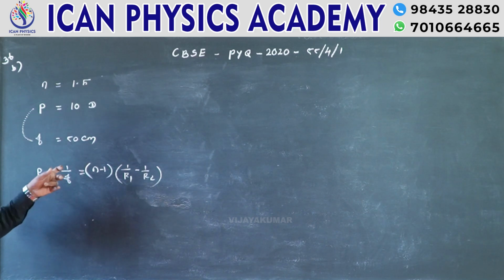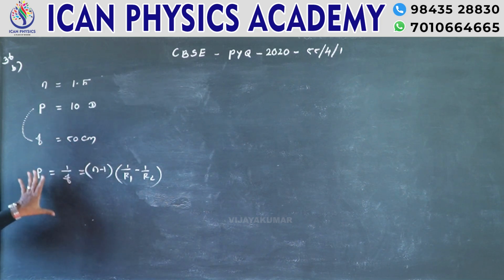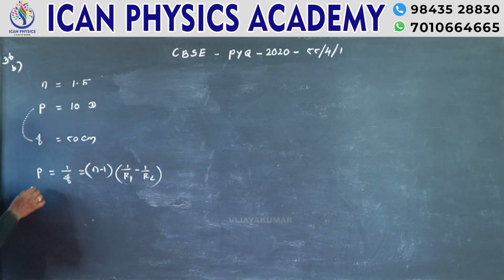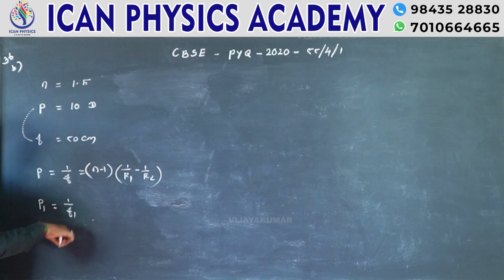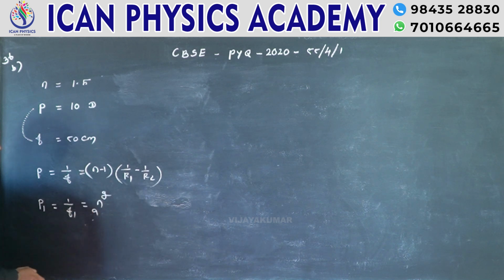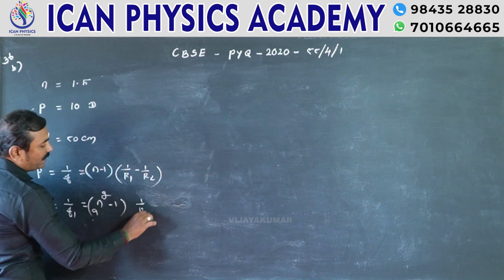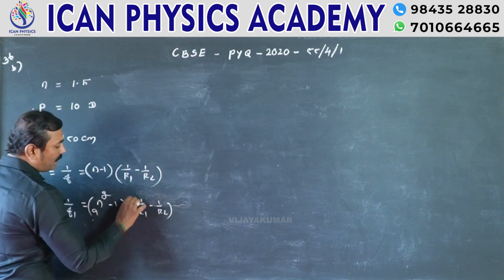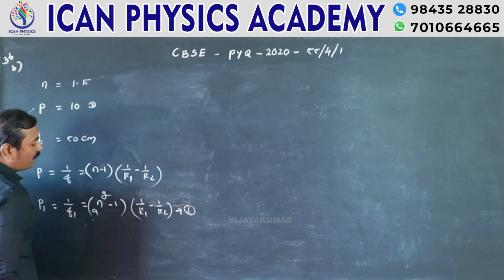Now it is kept in air and when it is kept in liquid. We are having two cases. So I want to modify this formula. Now what is P1? That is equal to 1 by F1 equal to the refractive index of air with respect to glass minus 1 into 1 by R1 minus 1 by R2. Now it's taken as equation number 1.